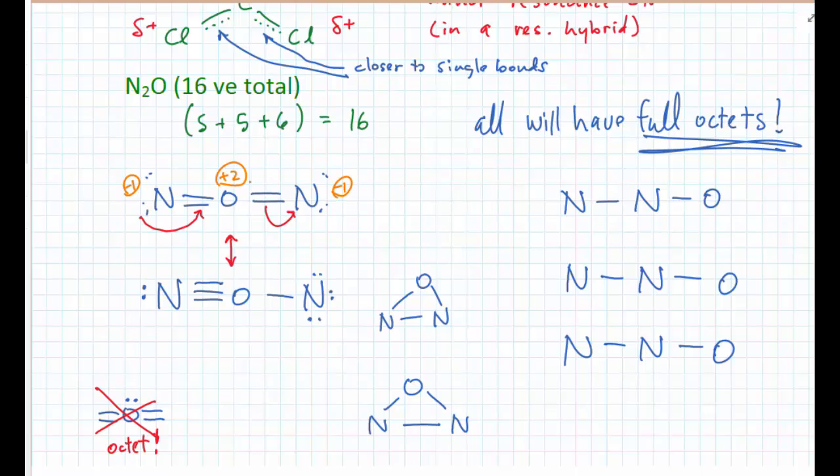So what about the triple bonded N down here? 5, 4, 3, 2, 1, 0, right? And then the O with 4 bonds.